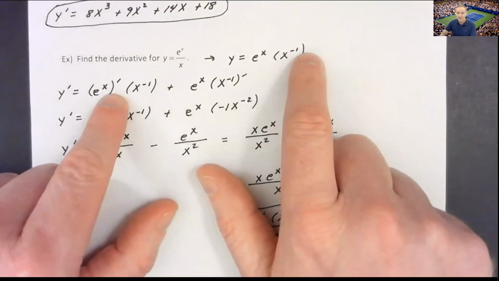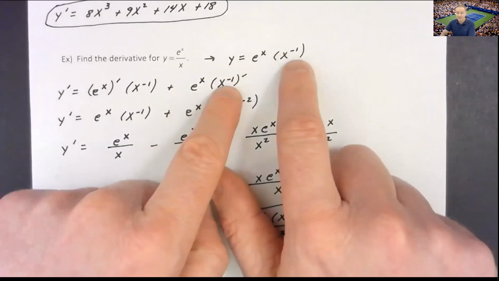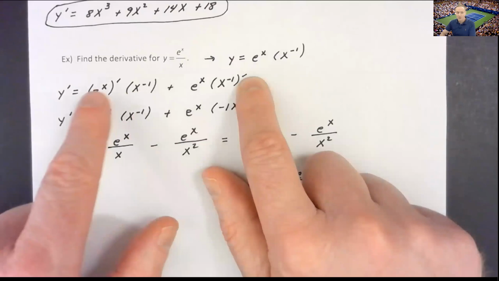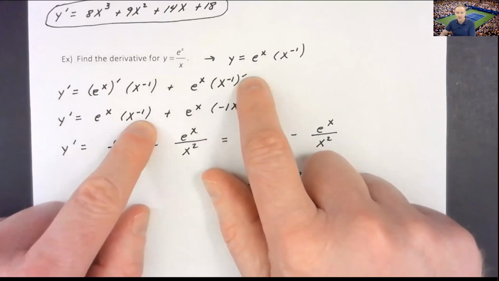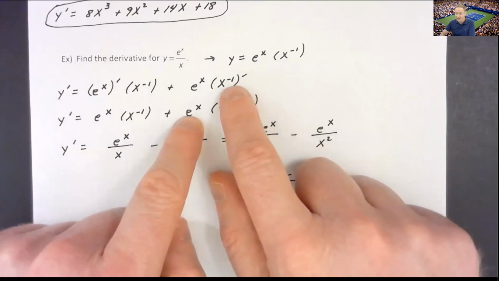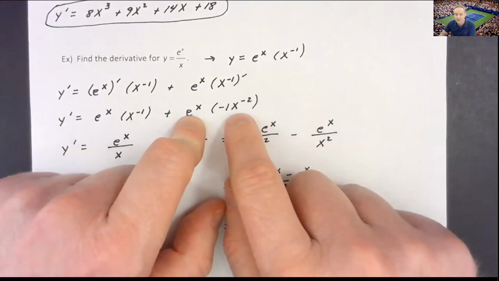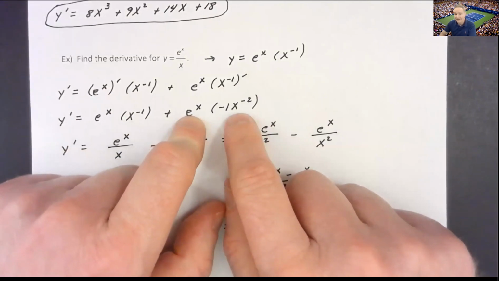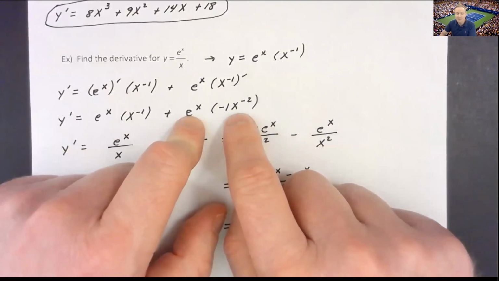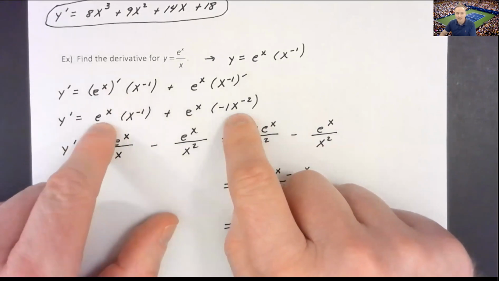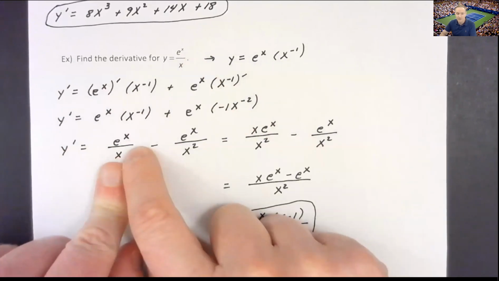Now the product rule says derivative of the first times the second plus the first times the derivative of the second. When I take the derivative of e to the x, I just get e to the x times the second plus e to the x now times the derivative of x to the negative 1. That's going to give me negative 1x to the negative 2. And then if I were simplifying this, because those negative exponents look very sloppy, I'd say, well, this first one, e to the x times x to the negative 1, I know that's just the original problem. That's e to the x over x.